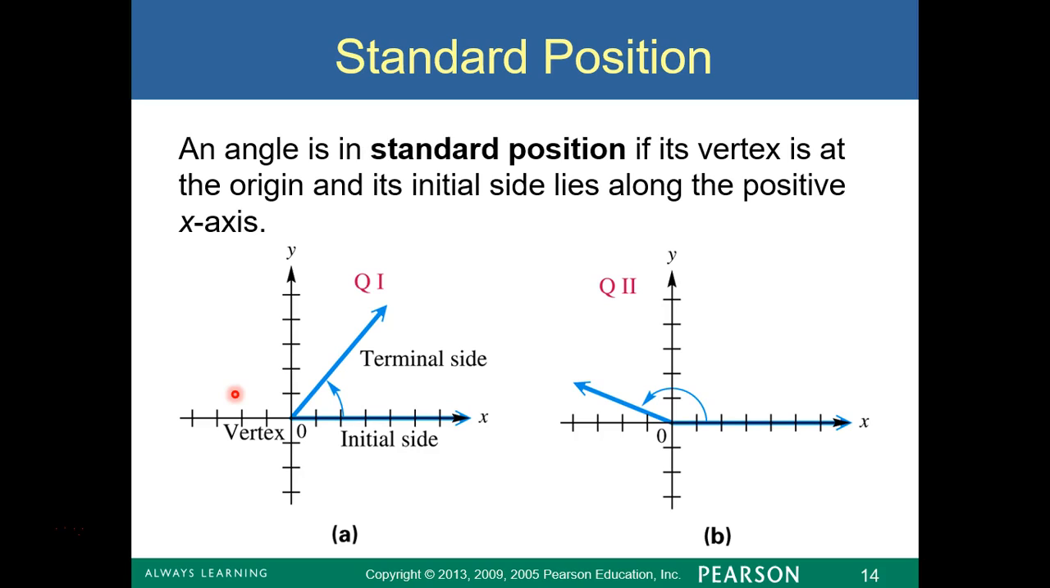This page here is just another vocabulary word that we need to know. An angle is in standard position if its vertex is at the origin and its initial side lies on the positive x-axis. Okay, so your initial side is always going to be on this positive x-axis if in standard position, and your vertex is always at the origin. And then your terminal side is located somewhere in the first, second, third, or fourth quadrant. Okay?